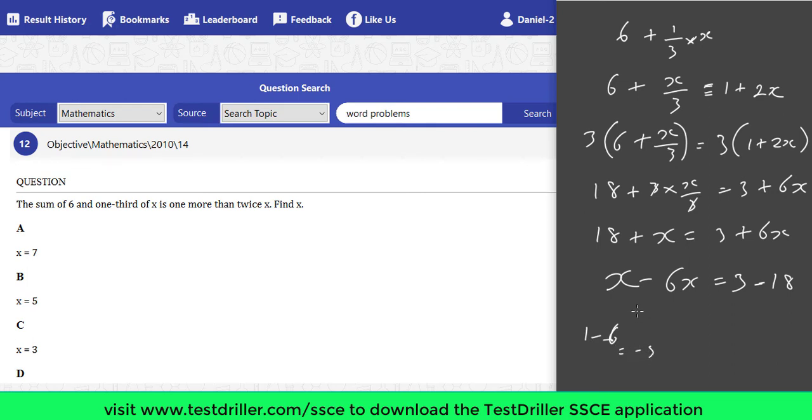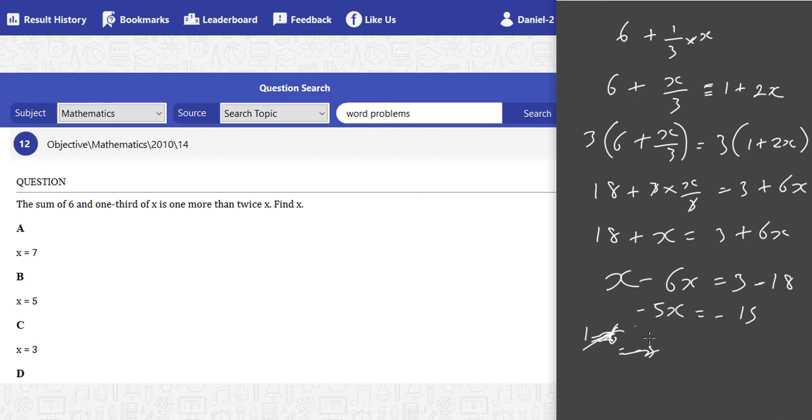So that becomes minus 5x equals, if you try to solve this, plus 3 minus 18. So you just take this out of this, then it becomes minus 15. The next thing you want to do is to divide both sides by minus 5 to cancel out this minus 5. So x becomes minus 15 over minus 5, and eventually you have 3. So x equals 3. So the correct option is option C.